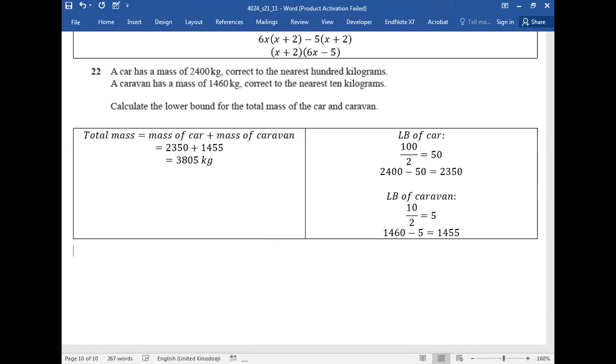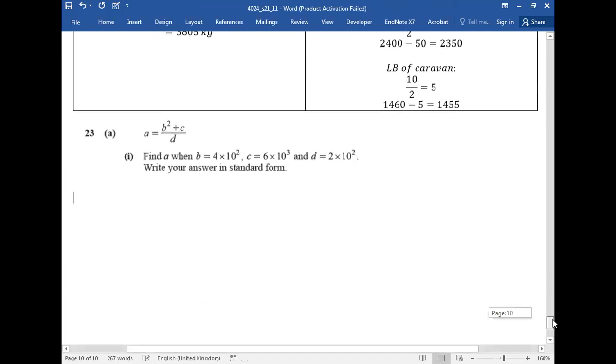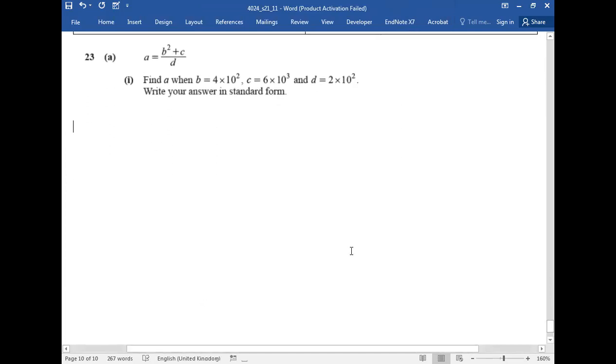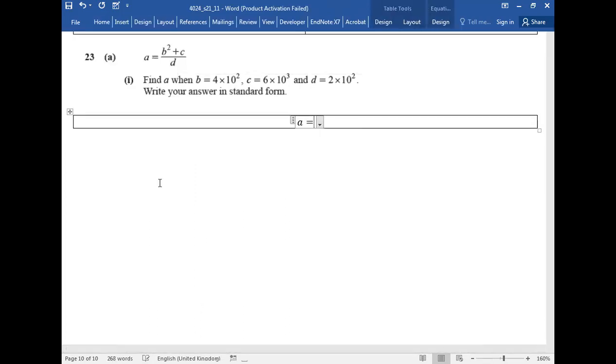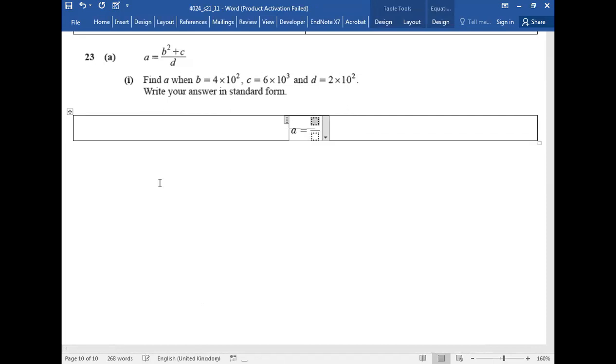Now, very interesting and conceptual questions in this paper. Question 23: A is this. Find the value of A. B is 4 exponent and the entire thing squared.